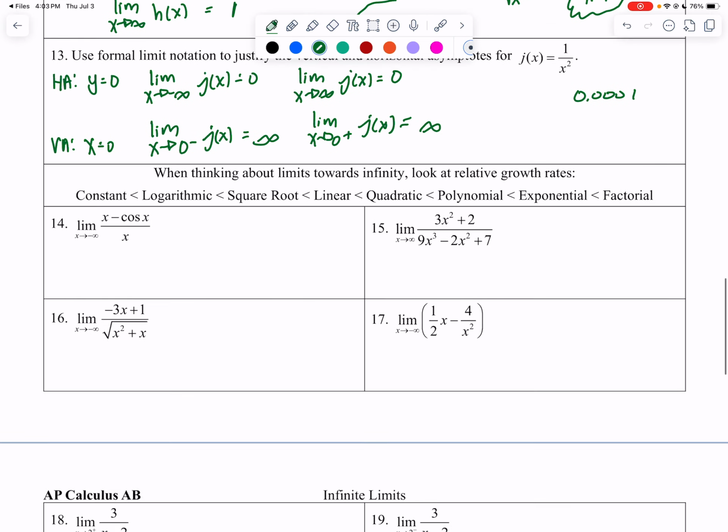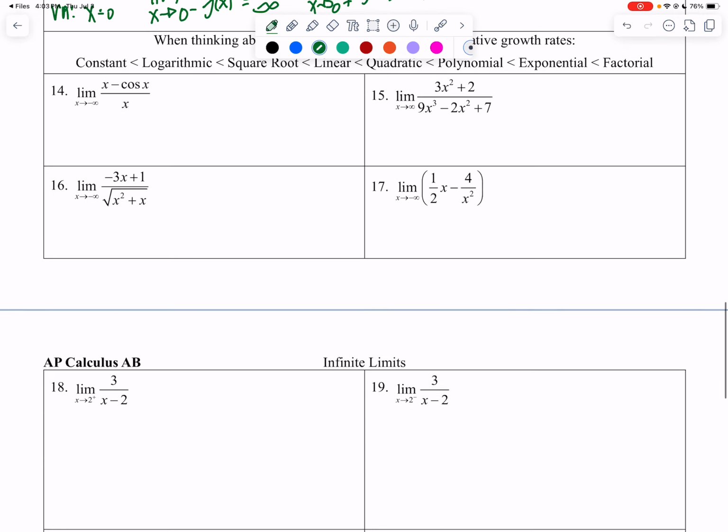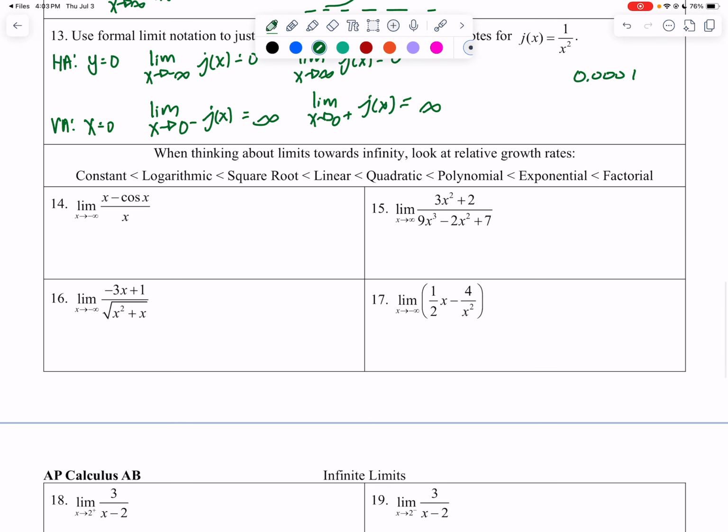All right. So looking at these next couple of problems, what we are going to do here is just basically look at relative growth rates if we have horizontal asymptotes, or plug in a value to the left or to the right of the vertical asymptote.